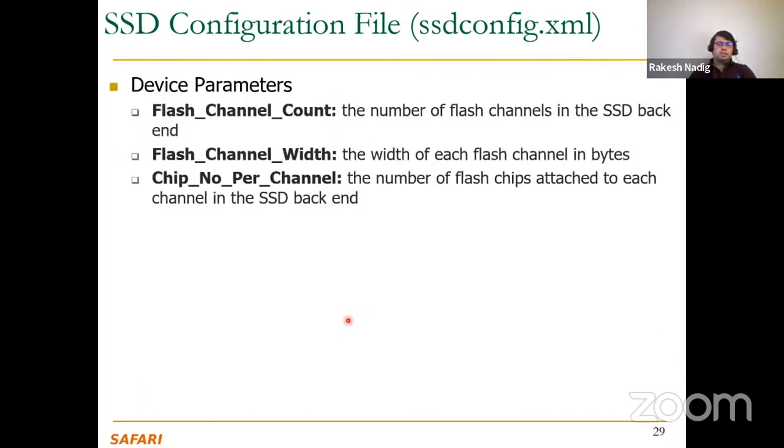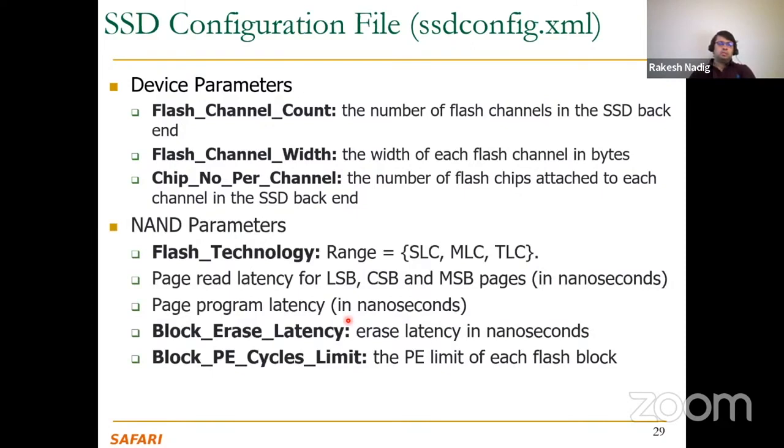And if you look at the backend configuration, we have the flash channel count, how many flash channels are present in the device, the flash channel width, which is the bandwidth of each flash channel, and the chip number per channel. So how many chips are connected to each channel in the SSD backend. And in terms of NAND parameters, we can support different flash technologies: SLC, MLC, and TLC flash cells, and also the page read latency for LSB, CSB, and MSB in the case of a TLC word line. We can define different read latencies for these pages. And also we can have a page program latency, the block erase latency, and we can also define the endurance of the block by defining the program erase cycle limit of each flash block.